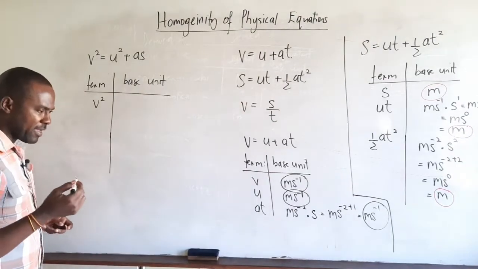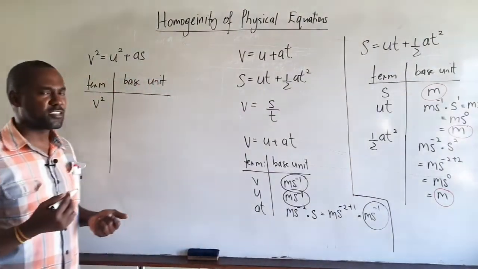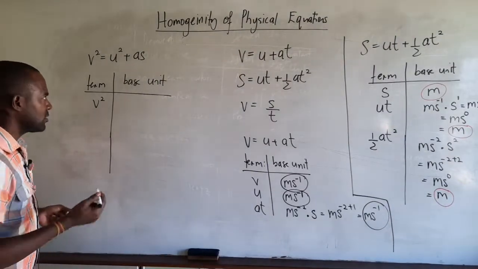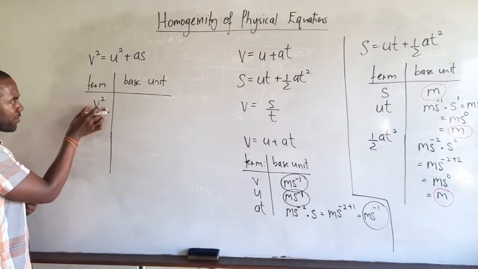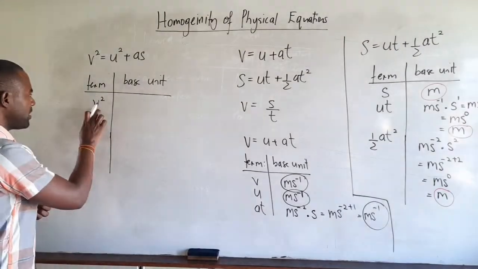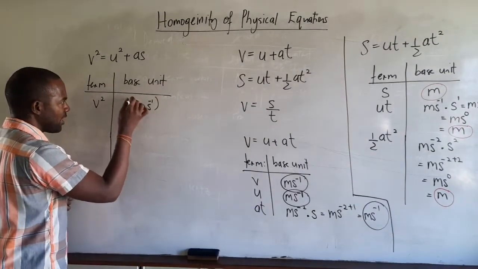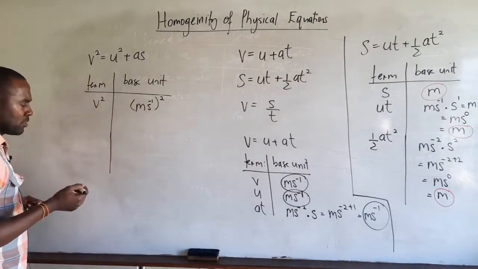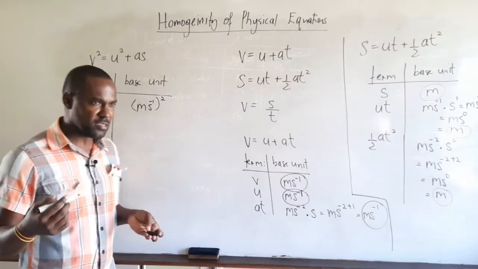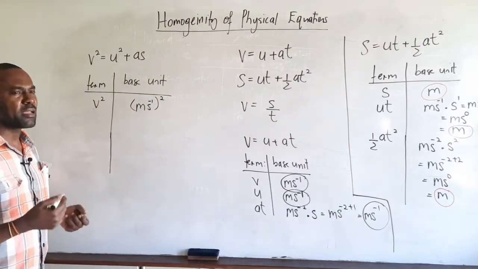Now v, again, represents velocity, and the SI unit of velocity is the meter per second. So therefore, because v is being squared, we must also square the units of velocity. So the base units of v squared would be meter per second, and we square all of that. Now, again, from the laws of indices, when you square an index, you basically multiply the powers.